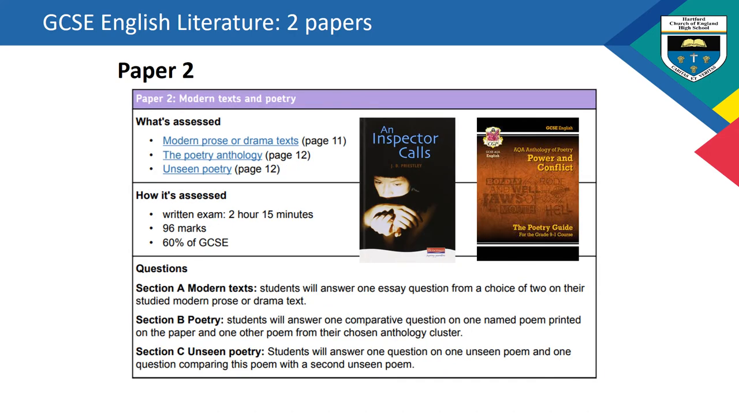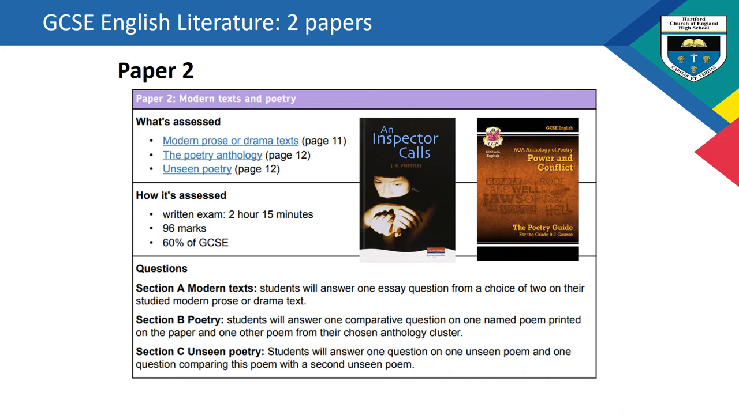Moving on to paper two then. For English literature, the second paper is on modern texts and poetry. This one is 60% of the GCSE and is also a longer exam. So it's 2 hours and 15 minutes. And that's because there are three texts really that we have to deal with. The first one is An Inspector Calls, which is what Year 10 students are studying at the moment.